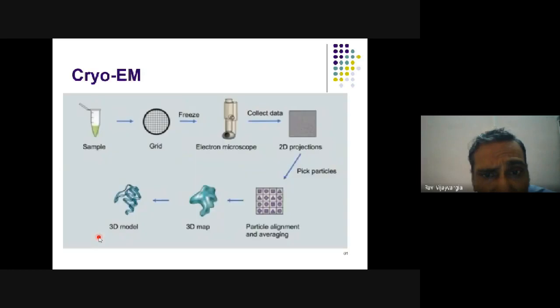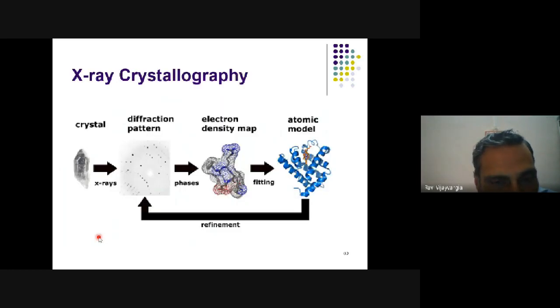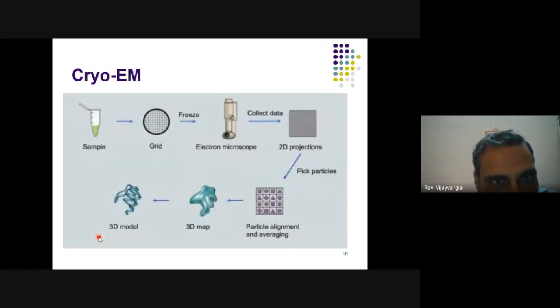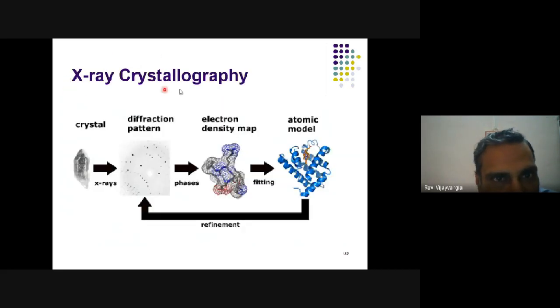Normally, X-ray crystallography was very popular, but nowadays, wherever possible, it has been replaced with cryo-EM, because there is one big limitation of X-ray crystallography: your protein of interest should be able to form a crystal. There are cases where your purified protein might not form a crystal. If it is not forming a crystal, the X-ray crystallography or X-ray diffraction method cannot be used for solving the structure of those proteins.